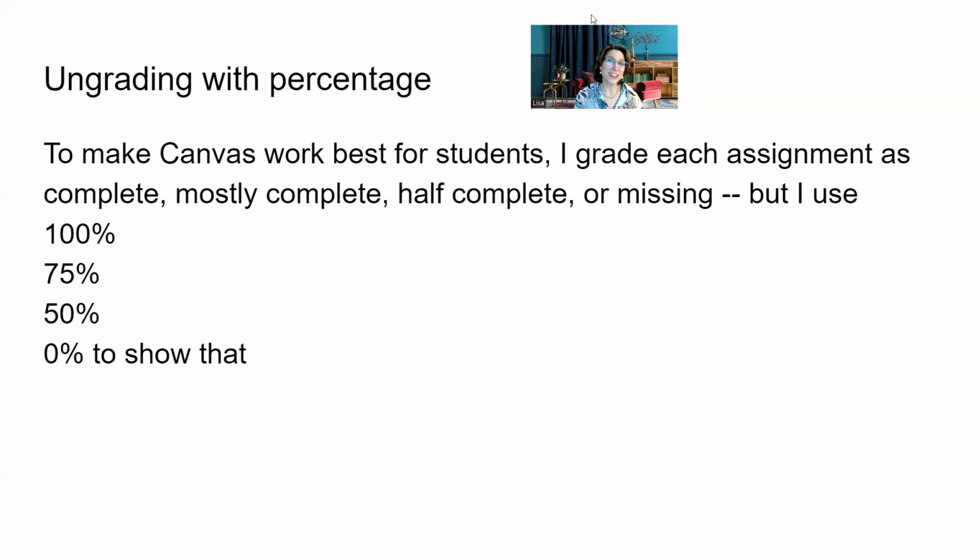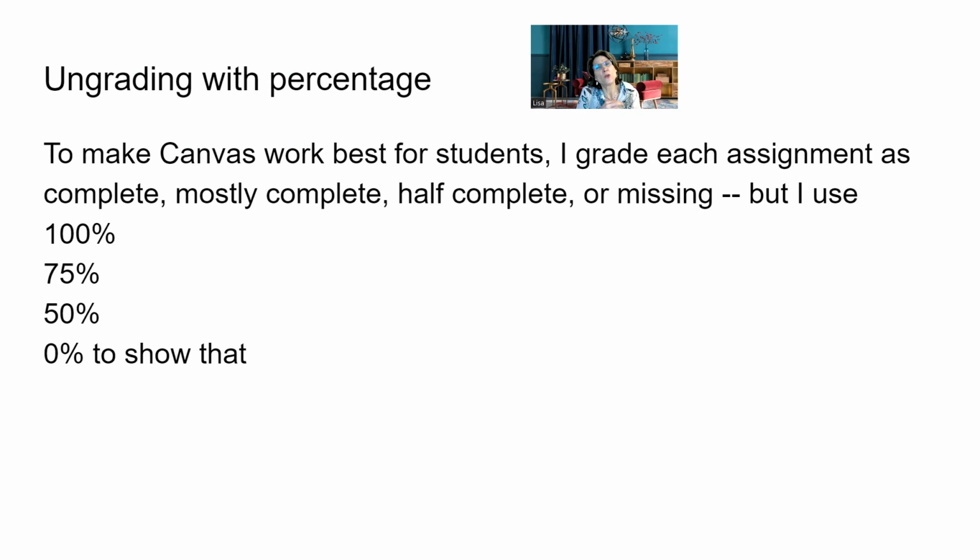So I'm still using the idea of complete/incomplete, but there are actually 4 layers now, and I'm putting it in Canvas as a percentage. So if you complete the checklist practice items, you get 100% for that assignment. If you complete most of the checklist items, you get a 75%. If you complete about half, you get 50%. And if you complete none or just didn't turn it in, you get a 0. This fits more with the Canvas system. So students are seeing grades. They're saying, this is the percentage they have.